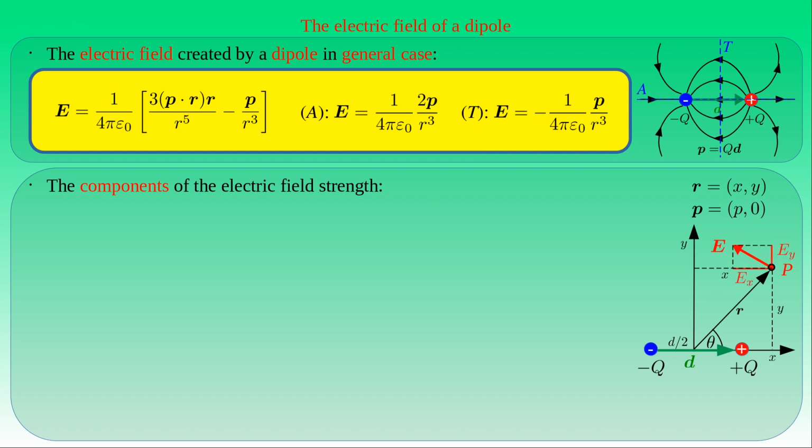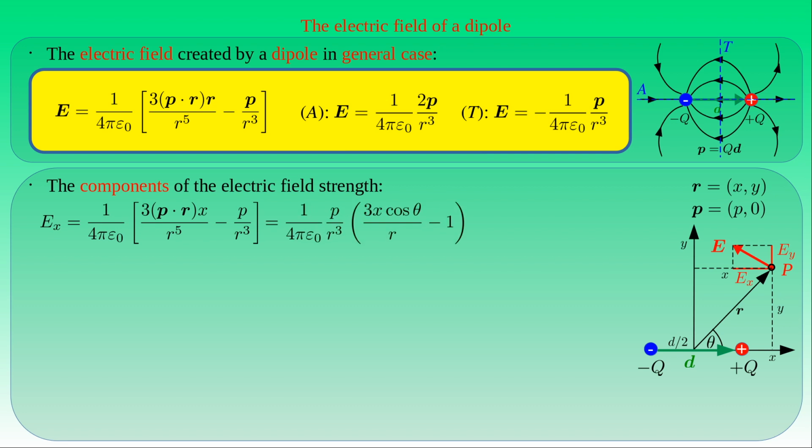The x component of the electric field strength can be written as 1 over 4 pi epsilon naught, times 3 times the dot product of the vectors p and r times x divided by r to the 5, minus p divided by r cubed. We can write the dot product of the vectors p and r as the product of their lengths times the cosine of the angle measured between them, and we can factor out p over r cubed from the terms in the square brackets. Then we have 1 over 4 pi epsilon naught, times p over r cubed, times 3 times x times cosine theta divided by r, minus 1. Since x divided by r is equal to cosine theta, we obtain 1 over 4 pi epsilon naught, times p over r cubed, times 3 times the square of cosine theta, minus 1.